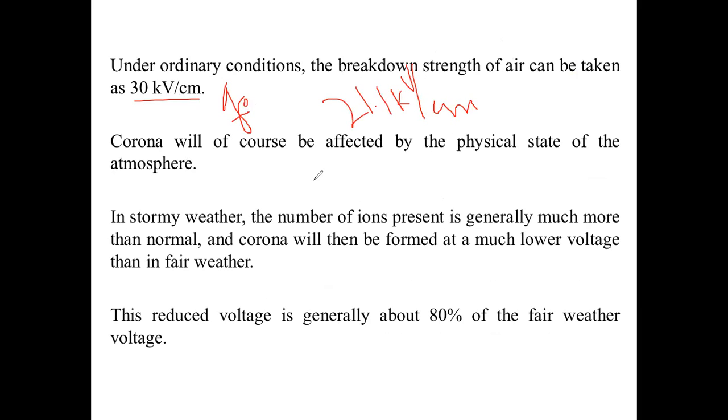Now the corona will of course be affected by the physical state of the atmosphere. In stormy weather, the number of ions present is generally much more than normal, and the corona will then be formed at a much lower voltage than in fair weather conditions. So this reduced voltage is generally about 80% of the fair weather voltage. So in foul weather it reduces by 80%. It's a huge difference.